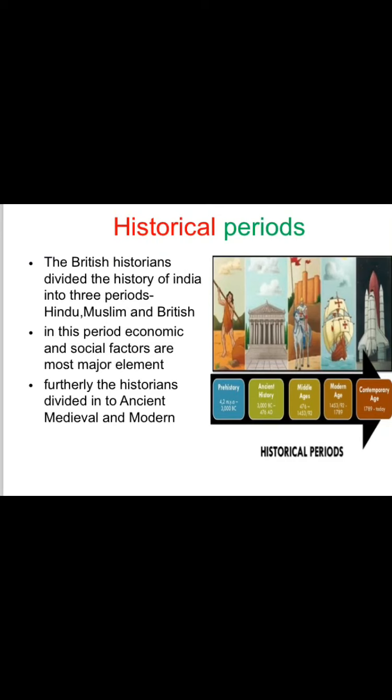In the last topic, historical periods, British historians divided history into three periods: Hindu, Muslim, and British. During the British period, after the Mughal decline, the British ruled the country. They divided the history into Hindu, Muslim, and British. But after the medieval period, they said economic and social factors are major important sources. In that, history should be divided into ancient, medieval, and modern. So I think you'll be clear with this. Thank you, dear.